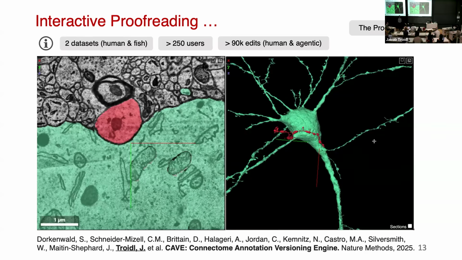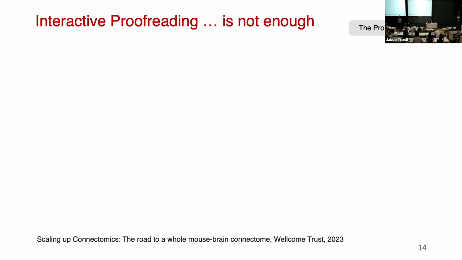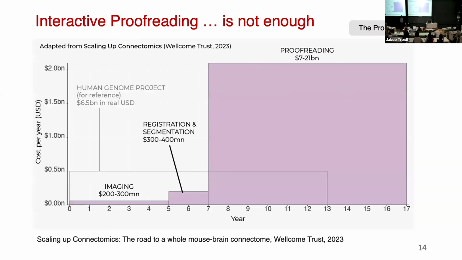So that was a success, but it soon became very clear that just using these interactive or manual approaches is not enough to go through these entire datasets. You would have to spend way too much time and money on that. That is illustrated by a report that came out in 2023 by the Wellcome Trust, a funding agency that funds connectomics research in the UK.